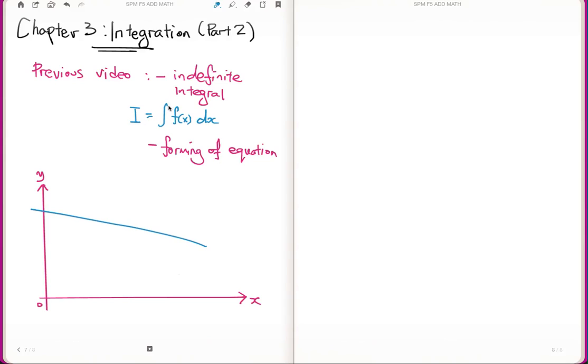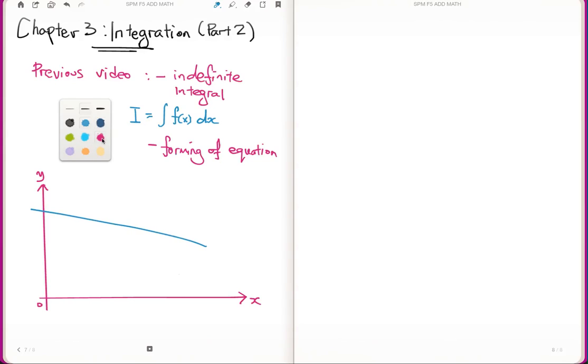Indefinite integral is integration without lower and upper limit. And also we have gone through forming of equation. You were given a gradient and then you were asked to form an equation with a constant c, which we learned last week. The reason why you need to have a constant c is because it's an indefinite integral. Now, I've never mentioned the actual meaning of integration, so I'm going to do it this week in this video.